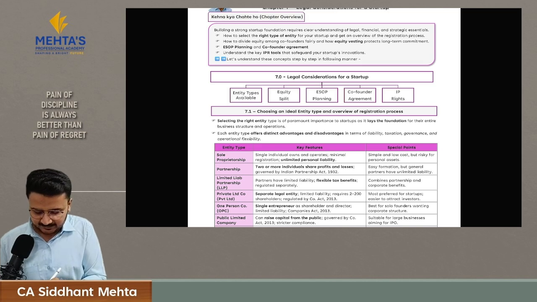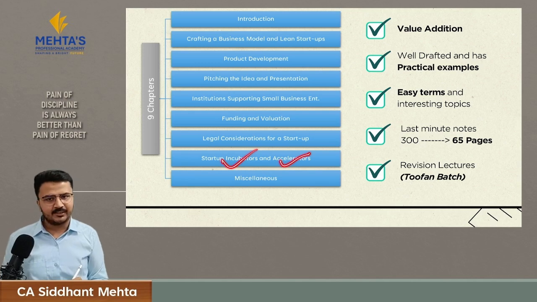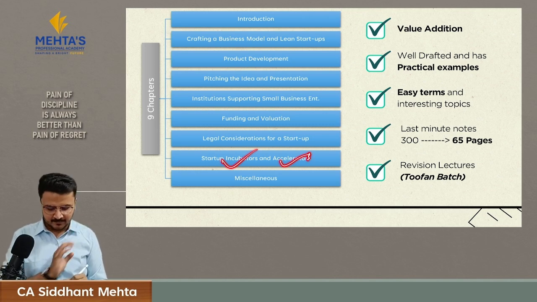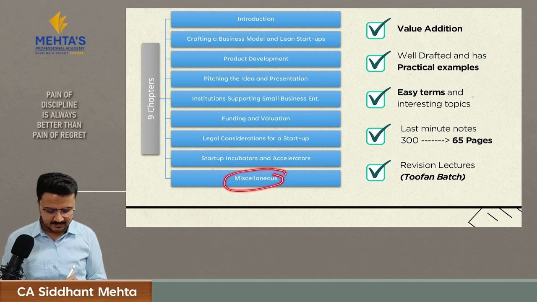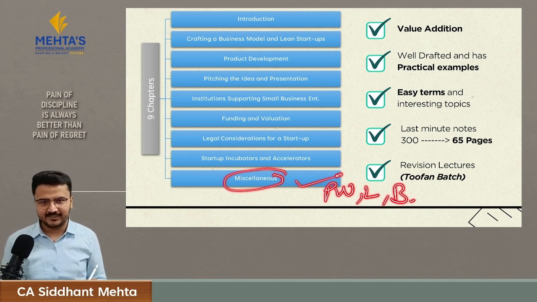Then comes chapter number 8 and chapter number 9, which are on incubators and accelerators. Here we will understand what we mean by incubators and accelerators, what the difference is between these two terms, and then we will take some real life examples of incubators and accelerators. And chapter number 9 is about miscellaneous topics, where we will take some successful startup stories like Physics Wallah, Lenskart, Boat, all such things we will discuss in chapter number 9.